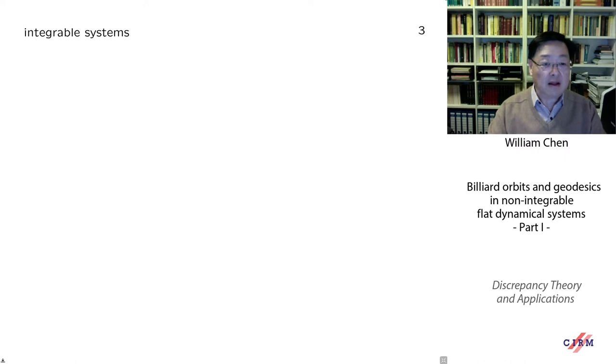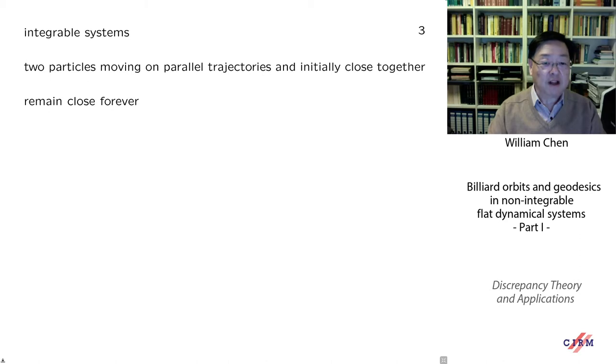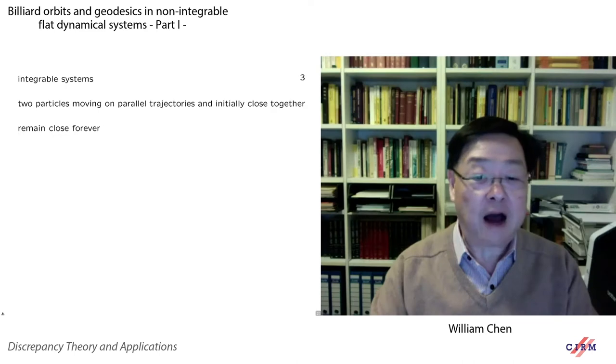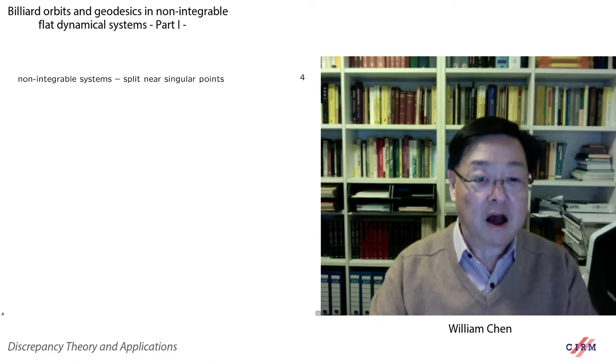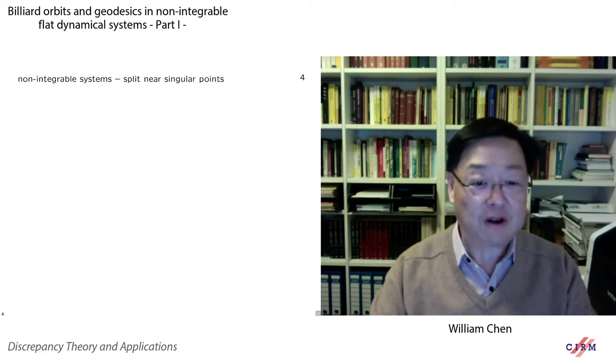Now, these are integrable systems. For integrable systems, if two particles move on parallel paths that are initially close to each other, then the two paths remain close forever. For non-integrable systems, that's not the case. We actually have splitting near singular points. And I'd like to first of all give some examples.